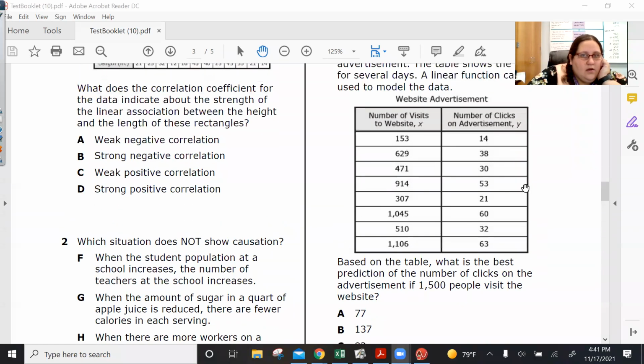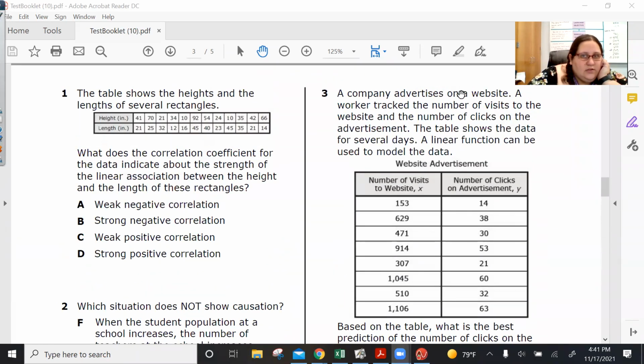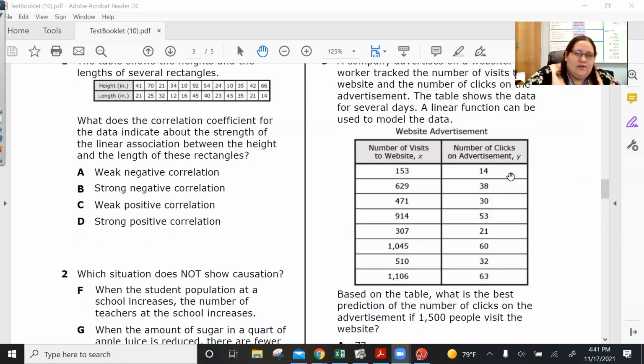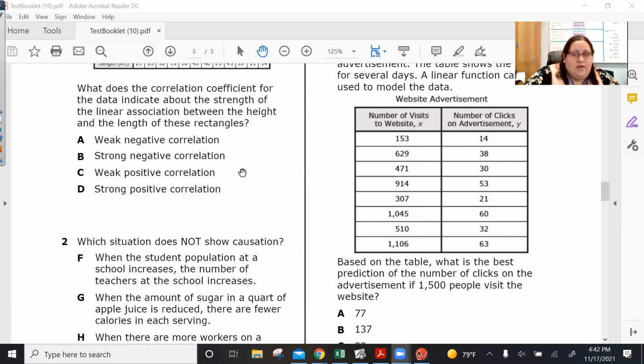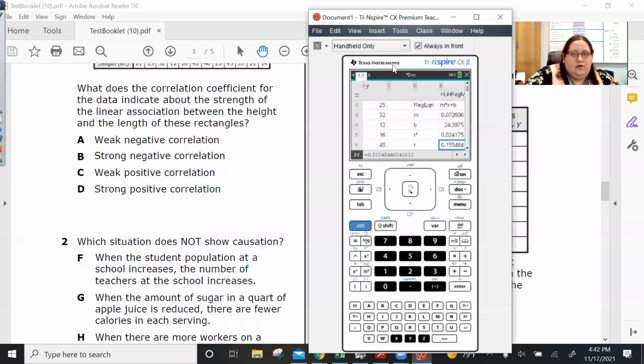Okay. Our next one says a company advertises on a website. A worker tracked the number of visits to the website and the number of clicks on the advertisement. The table shows the data for several days. A linear function can be used to model the data. So we're going to do linear regression to find our equation. And then it says, based on the data, what is the best prediction? Prediction tells you that we're going to do linear regression and that we're going to plug in a value for X. So let's go ahead and pull up the calculator.